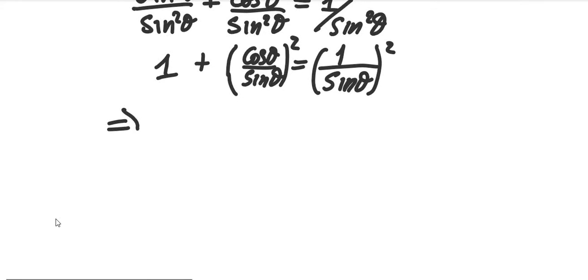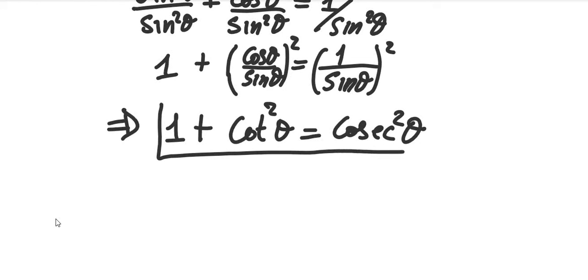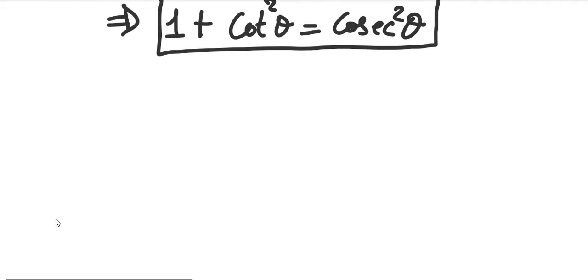From this I will obtain 1 plus, I know that cos theta divided by sine theta is equal to cot theta. Because of this square, I will have cot squared theta is equal to 1 all over sine theta, which is cosec theta. I will obtain cosec squared theta. This is also a very important expression in trigonometry. Very important.